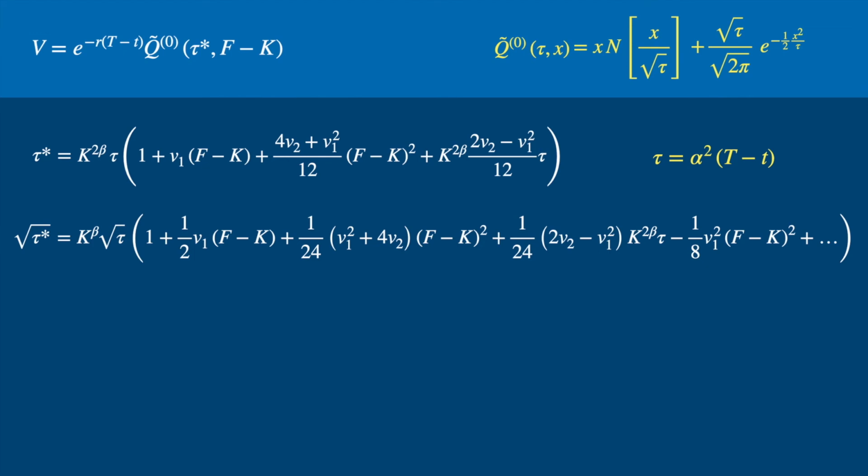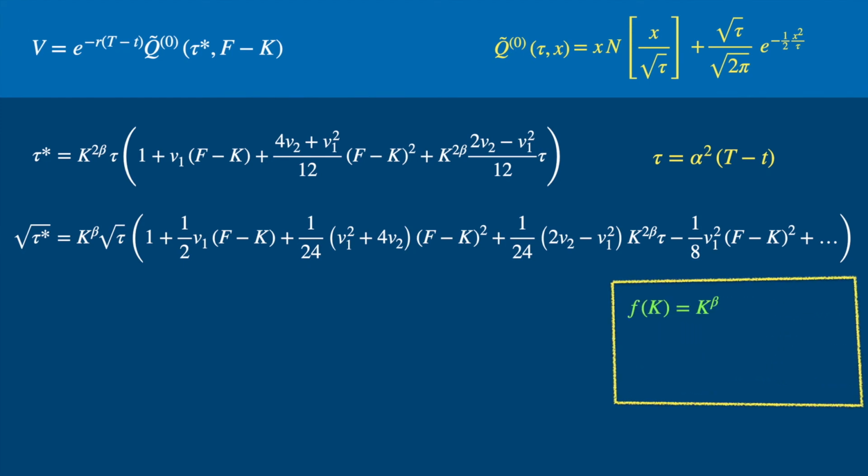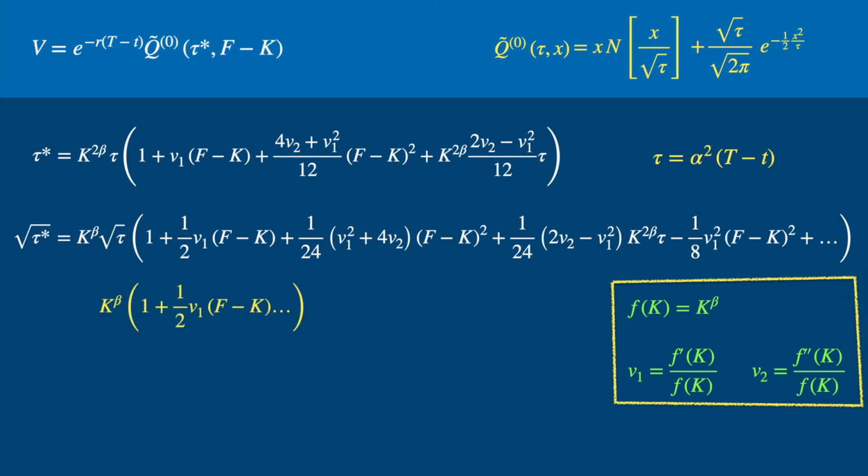We just need to link it to the Black-Scholes. But before doing so, let's try to simplify and improve the approximation a bit more. Remember, earlier we defined a function f of k as k to the power beta, and v1 is the first derivative of f divided by f, and v2 is the second derivative of f divided by f. To see the potential for improvements, let's focus on the first two terms inside the brackets times k to the power beta, which is outside the bracket. In terms of the function f, it can be written as follows.